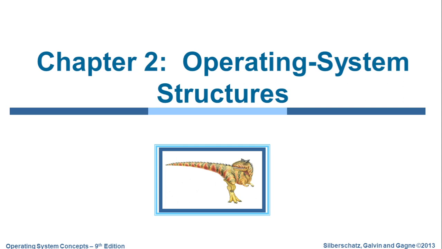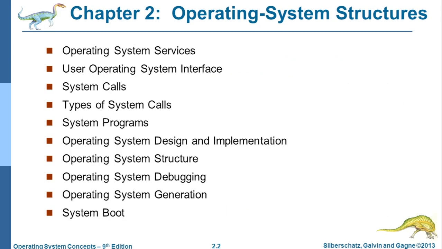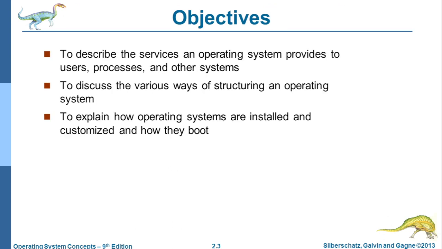Hello friends, today we will learn about operating system architecture. So, what are the basic operating system structures? These are operating system services, operating system interfaces or user operating system interfaces, system calls, types of system calls, system programs, operating system design and implementation, operating system structure, operating system debugging, operating system generation and system boot. These are all we will learn about in this chapter.